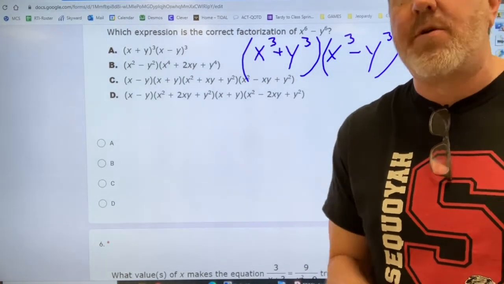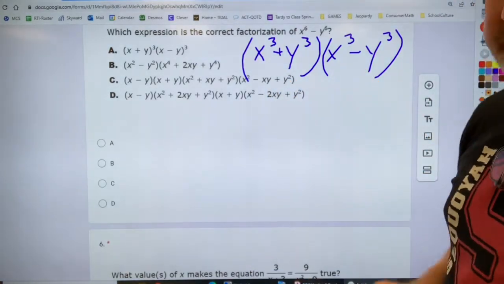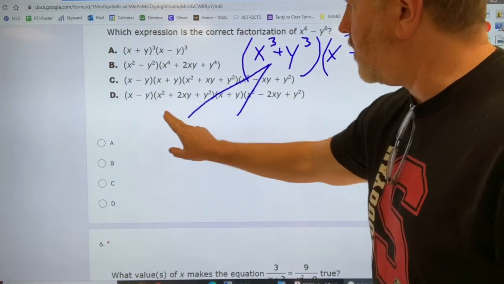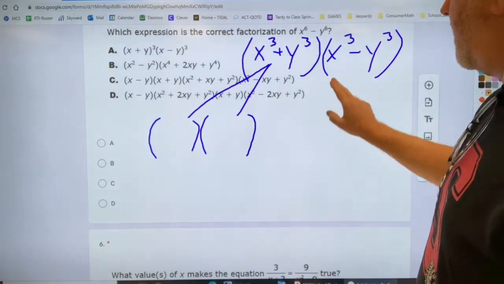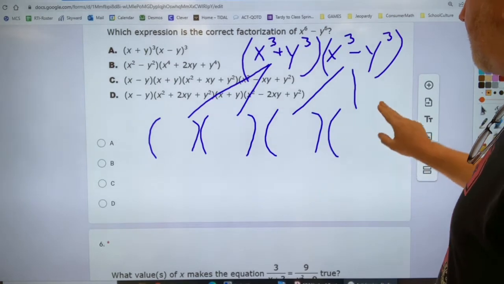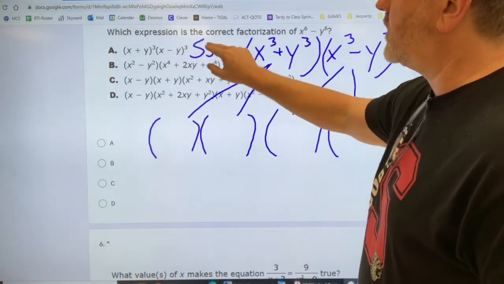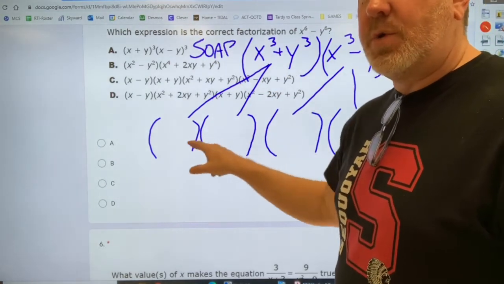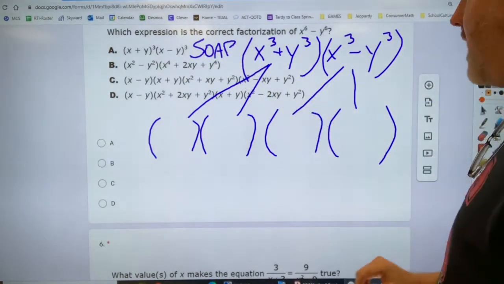We've learned a pattern for this. This is called the sum of cubes. This is called the difference of cubes. Each of these factors into a binomial and a trinomial, okay? This is a pattern that may ring a bell. We had to remember the word SOAP for the signs in the new terms here. So same, opposite, always positive.